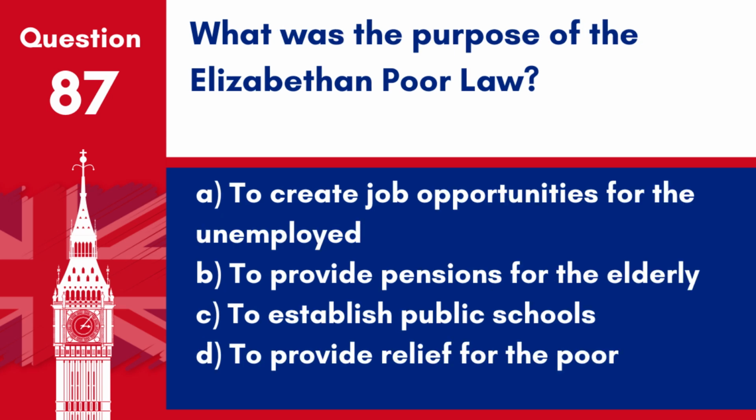Question 87. What was the purpose of the Elizabethan Poor Law? A. To create job opportunities for the unemployed. B. To provide pensions for the elderly. C. To establish public schools. D. To provide relief for the poor.